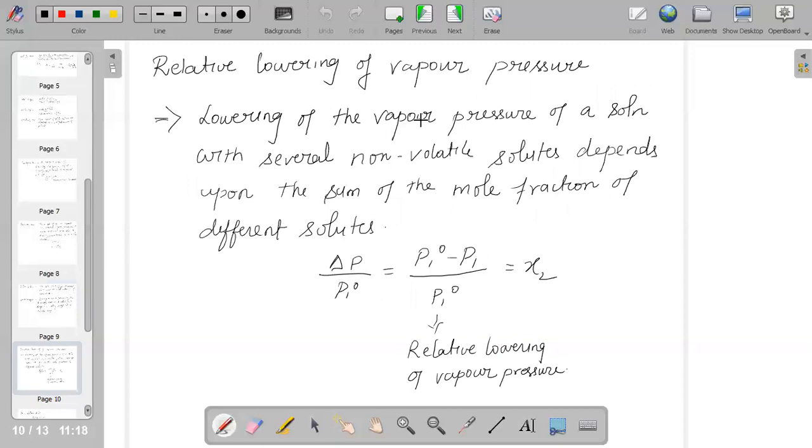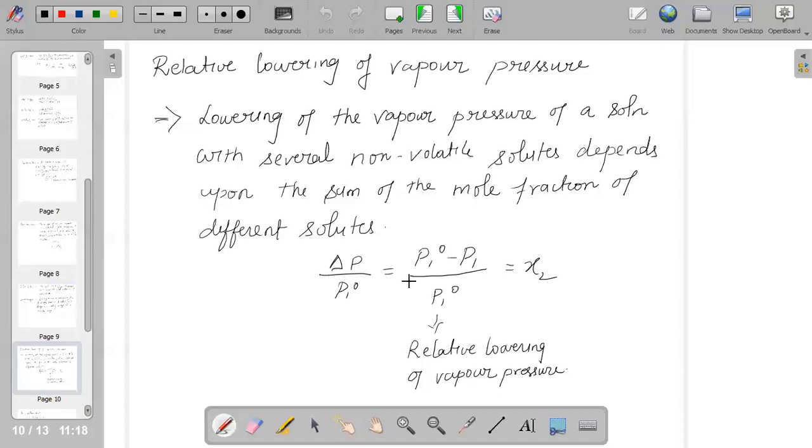And the next factor which we should know is called relative lowering of vapor pressure. What is relative lowering of vapor pressure? The lowering of the vapor pressure of a solution with several non-volatile solutes is going to depend upon the sum of the mole fractions of the different solutes. The vapor pressure of a solvent present in a solution is less than the vapor pressure of the pure solvent.